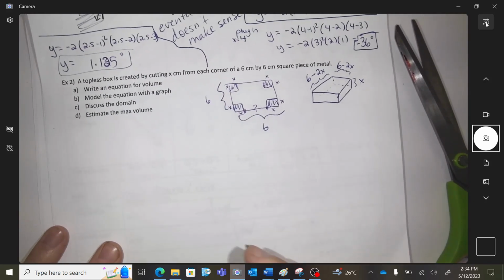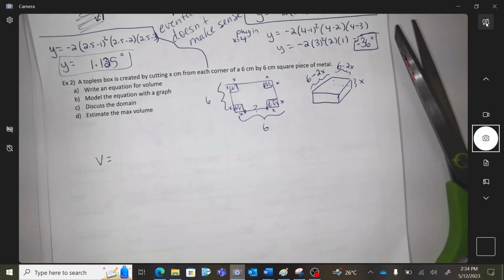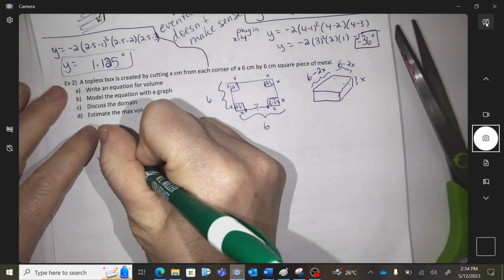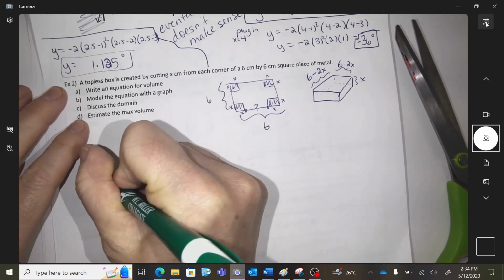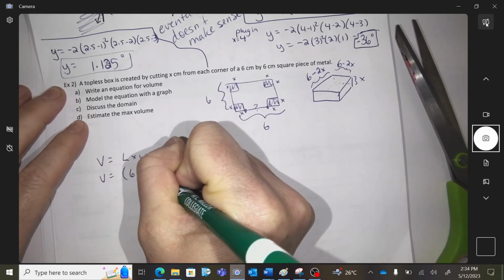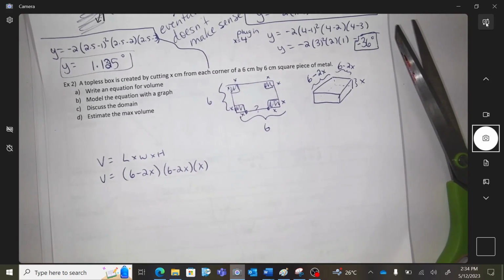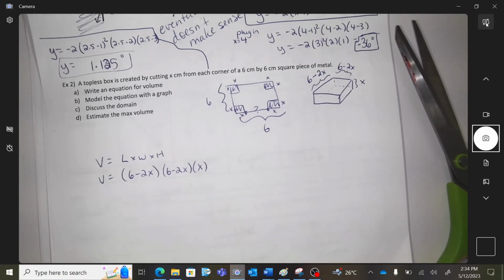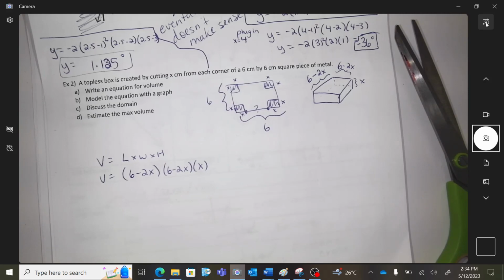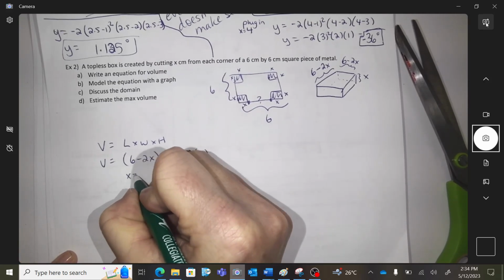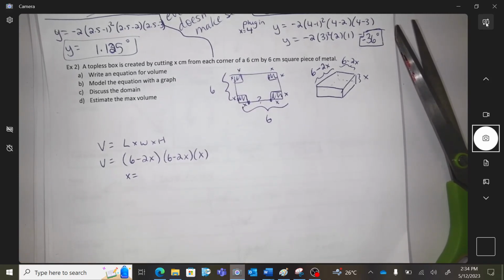Okay. How do you do volume of a box? Length times width times height. So, length times width times height. Boom. There's my equation. Model this equation with a graph. So we're going to graph. So what's the x-intercept in that bracket?